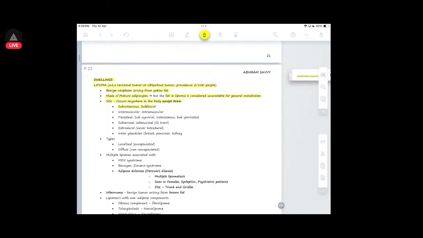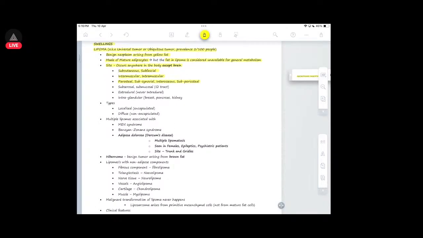You have subcutaneous and subfascial sites, intramuscular and intermuscular sites, parosteal, subsynovial, intraosseous, subperiosteal. You have subserosal and submucosal in the GI tract. Epidural, it is never intradural, it's always extradural. And intraglandular, which is breast, pancreas, and kidneys. These are the lipoma sites: subcutaneous, subfascial, intramuscular, always extradural, subserosal, submucosal in the GI tract, subsynovial, intraosseous, subperiosteal, parosteal also, and intraglandular.